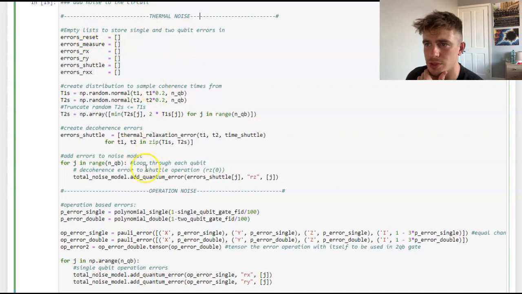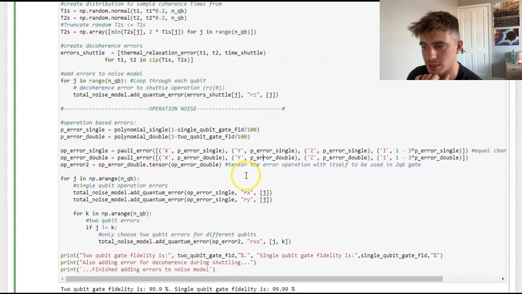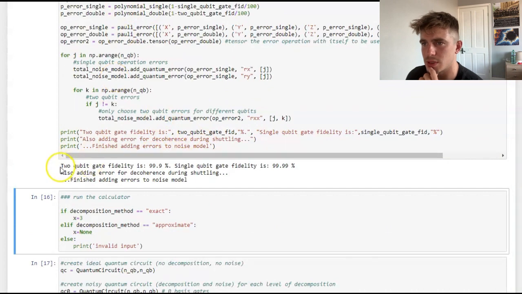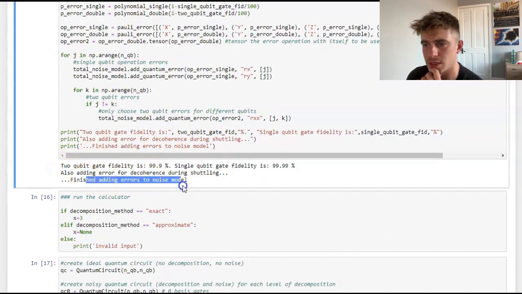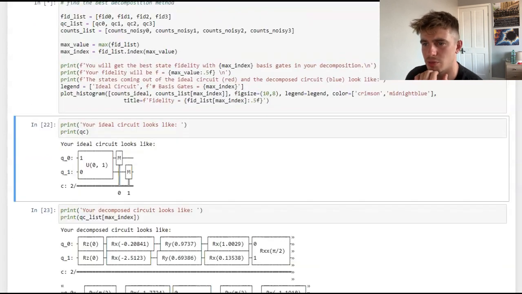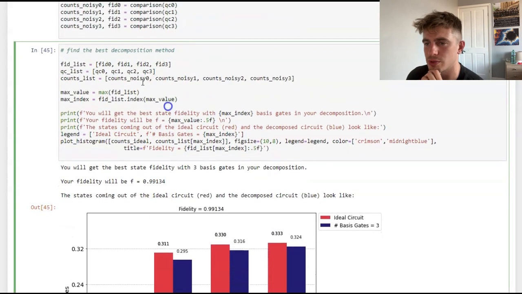Here we add in some errors, so we've got some thermal noise and we've got some operation noise. So this basically just means when I implement a gate, what might go wrong. So let's say maybe I accidentally perform an X gate, or I accidentally perform a Y or a Z or an identity, and all these have associated errors with them. And yeah, so here we add errors for decoherence and shuttling. We've finished. And then this is where we actually get to the interesting part. So let's wait for this to run.